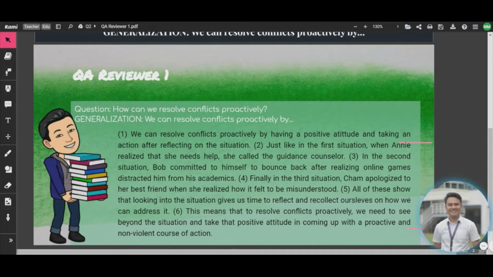All of these show that looking into the situation gives us time to reflect and recollect ourselves on how we can address it. This means that to resolve conflicts proactively, we need to see beyond the situation and take that positive attitude in coming up with a proactive and non-violent course of action.